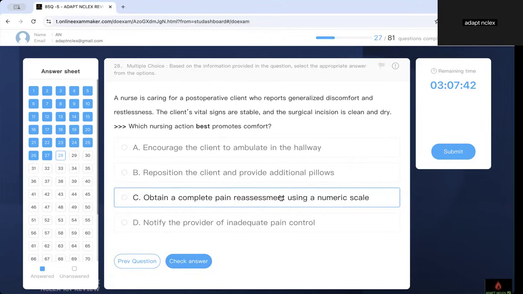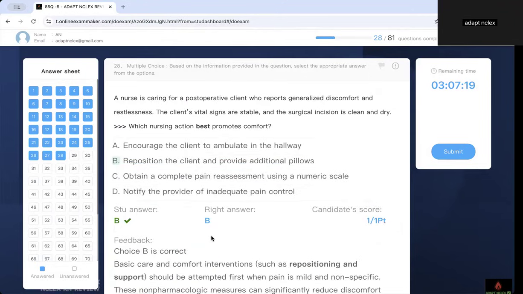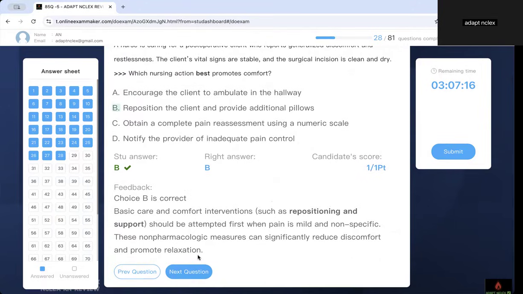His vitals are normal. His surgical incision is clean and dry. Nothing is moving. If you let them walk, it's not going to help. When you reposition them, it's a comfort. They may have better pain control just by repositioning, before you even do a full assessment to figure out what is going on. Calling the doctor is not going to help. There's nothing telling you they have inadequate pain. Basic care and comfort interventions, such as repositioning and support, should be attempted first when pain is mild and non-specific.